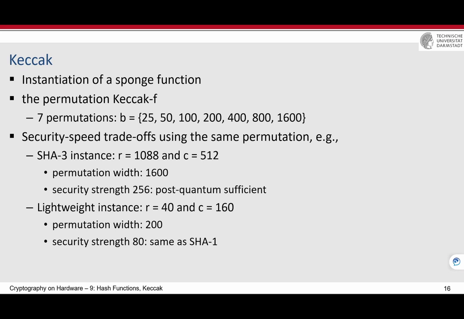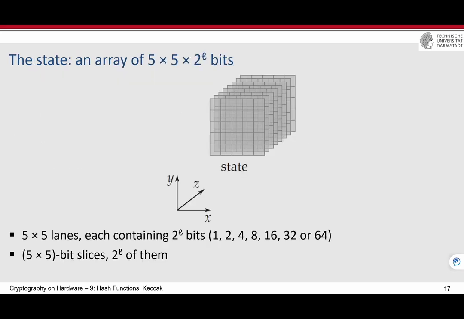Then there is a lightweight instance, which is B equals 200. As I said, B equals 25 is kind of a toy version, but B equals 200 already provides some level of security, which is similar to SHA-1. Even if you use Keccak with this version with rate 40 and capacity of 160, you still have a level of security, although the size of the state of the permutation is just 200 bits.